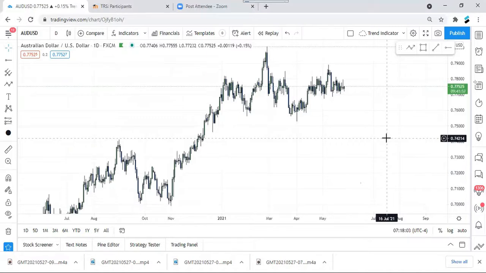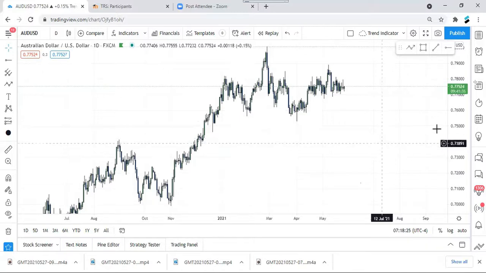So from here, I think I should identify. Okay, first of all, what is the trend? What is the bias in this time frame? Bullish, bearish or neutral? It starts off quite bullish. Okay. Becomes slightly more neutral.